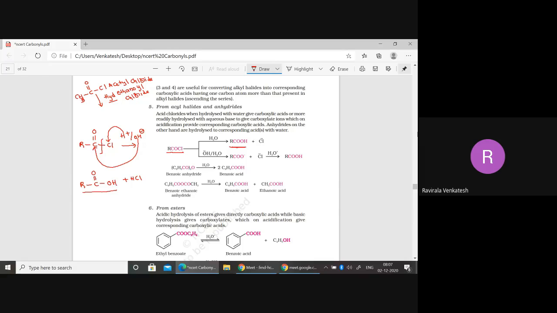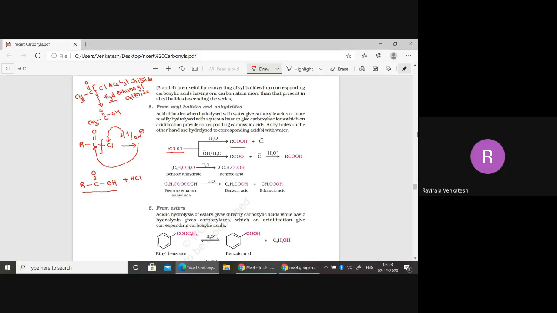So definitely they will give this. You have to break here, and ethanoic acid is formed. In this way, you write two or more examples by taking a different number. Next time you take propanoyl chloride, isobutyl chloride like that. You will get a number of products here.